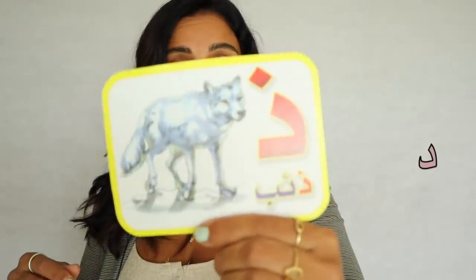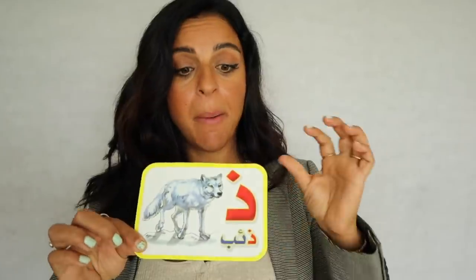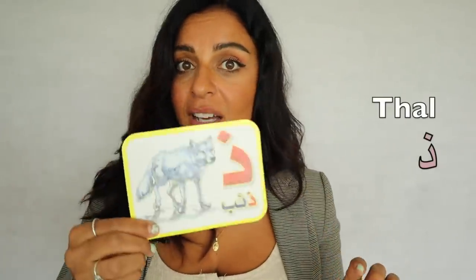So it's not dal, even though it looks a lot like the dal, but the dal, if you remember, the D doesn't have a dot. This is the dhal because it has a dot on it, and it's pronounced the.